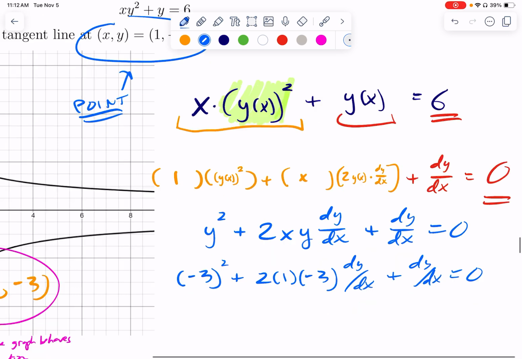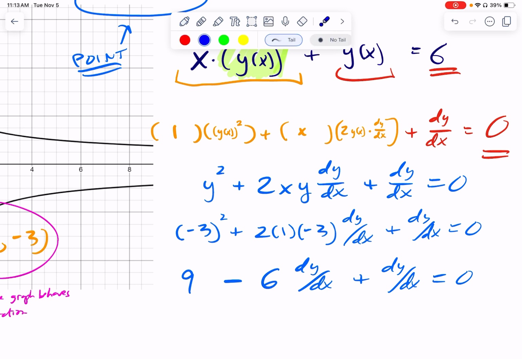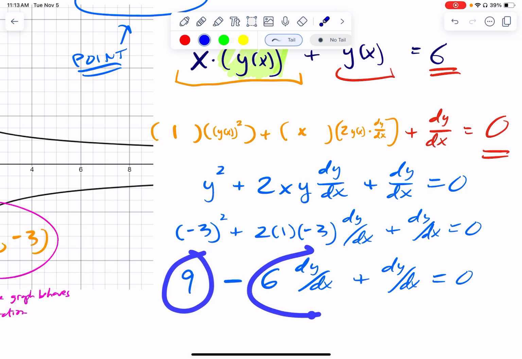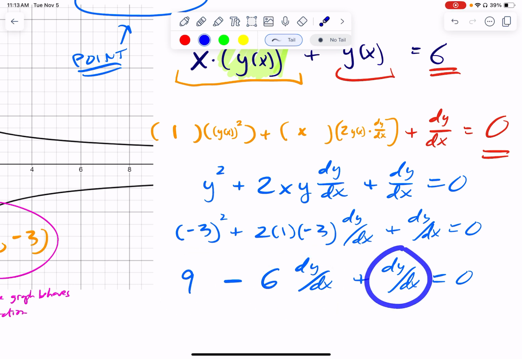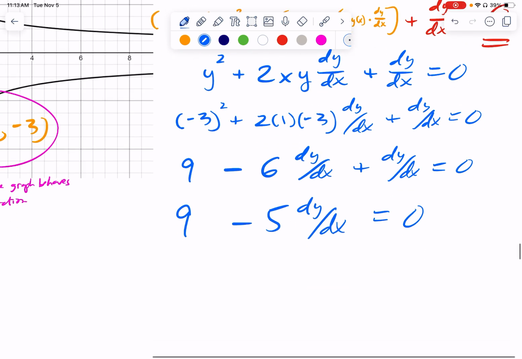So let's just clean this up and solve. -3 squared is 9. This is -6 dy/dx plus dy/dx. Be careful here with your like terms. Students have a tendency to see 9 minus 6 and write 3, but those aren't like terms. This is a number. This has dy/dx in it. This has dy/dx in it. We only want to combine the things that both have dy/dx. So I have 9, and then -6 of them plus 1 of them is -5 of them. Still equals 0.